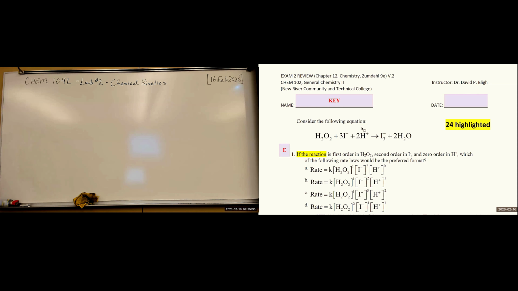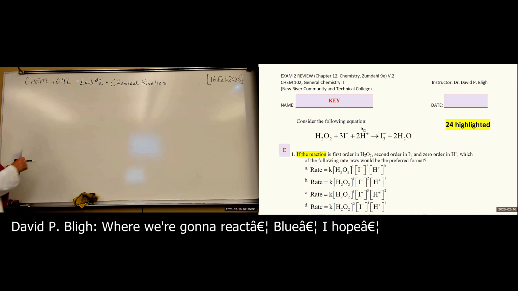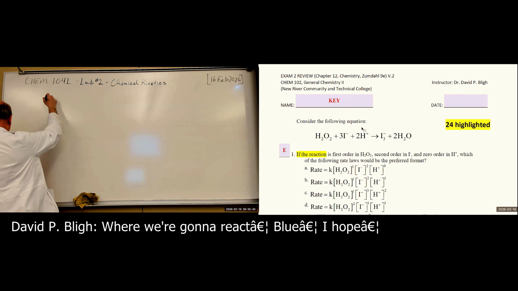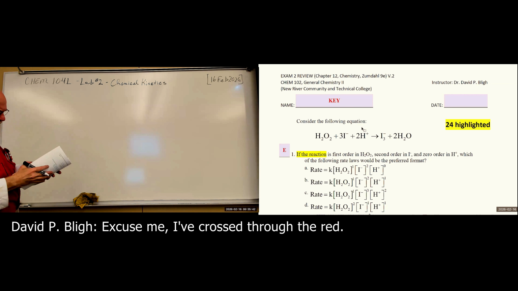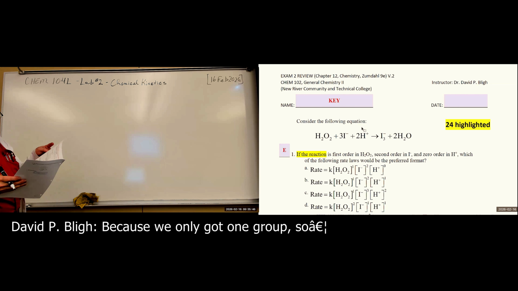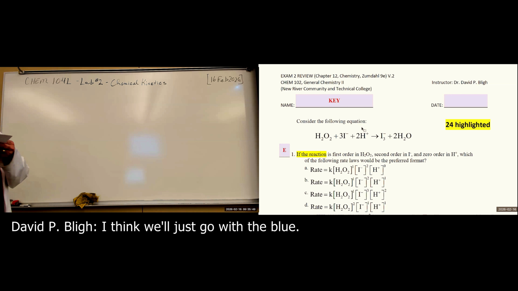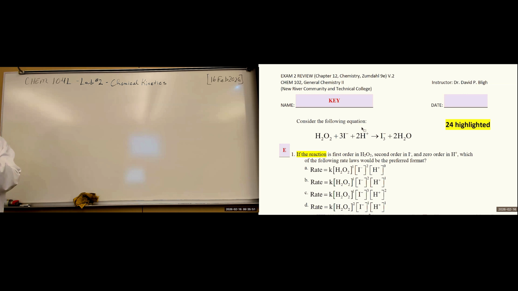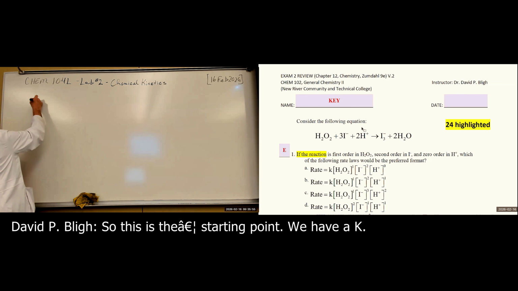What we want to do, we've got an experiment where we're going to react blue. I've crossed through the red because we only got one group, so I think we'll just go with the blue. Blue number one. So this is the starting point.